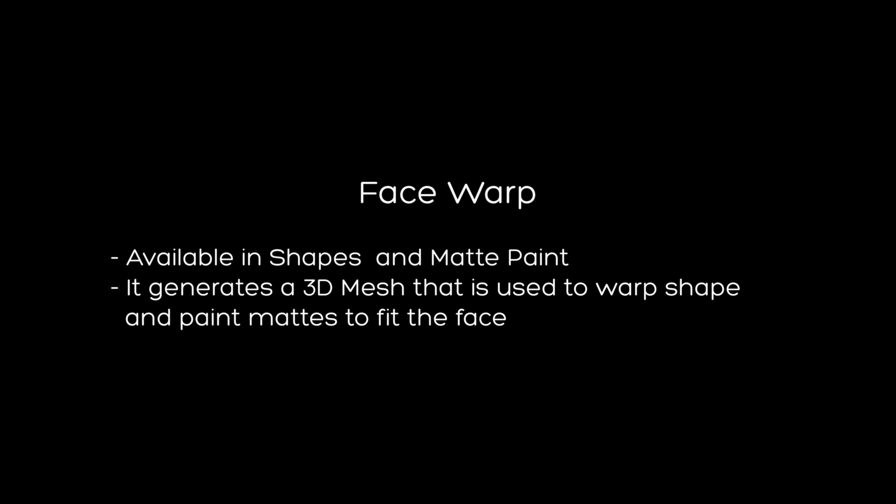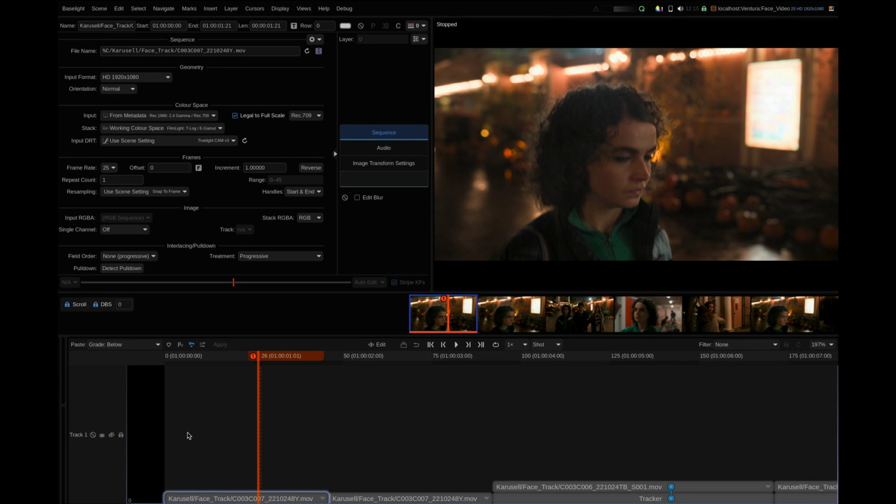There are two ways to use the face tracker, face warp and face perspective. Let's start with face warp. Face warp is available in shapes and matte paint, and it uses a 3D mesh generated during detection to warp the shape and paint mattes to fit the face. Let's start by looking at the new tracker and new options.